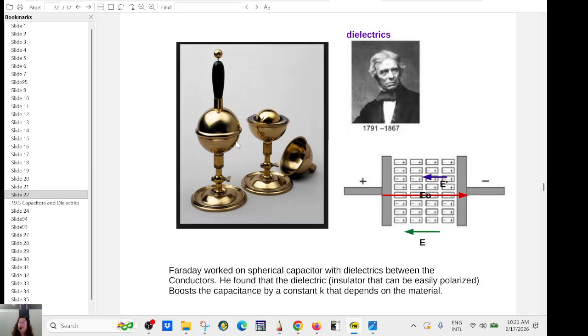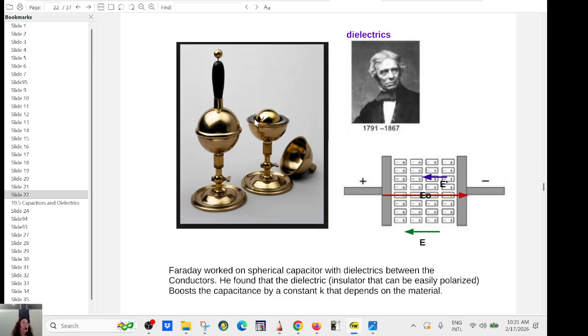So the first capacitor ever built was done by Michael Faraday. He didn't go to college, hardly had an education, went to school until he was 12 in England. England was not very nice if you didn't have any money, but he taught himself science and he was very good at experiments, and he built the first spherical capacitor. So again, you have two conductors. In between, you have some dielectric, so an insulator. So you're going to boost the capacity at holding charges.